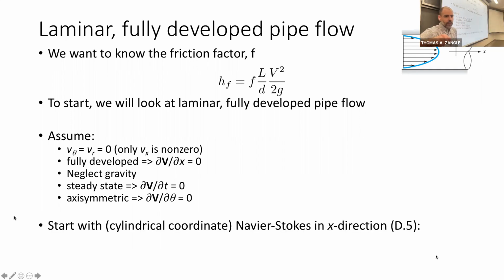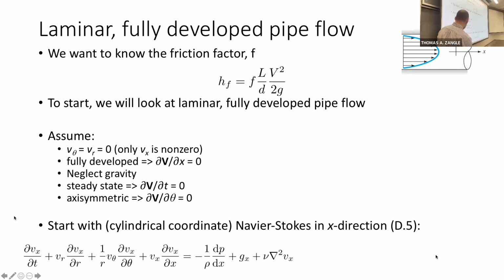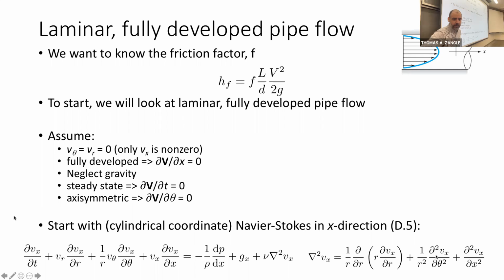And so we're going to start with cylindrical coordinate Navier-Stokes in the x direction, right? Navier-Stokes momentum in the x direction looks something like this. It looks like there's a lot here, but we're going to drop out most of these terms. Oh, there's more. Sorry. We have to expand this operator as well, right? So we expanded the operator, the Laplacian, this del squared of v. We expanded that out as well.